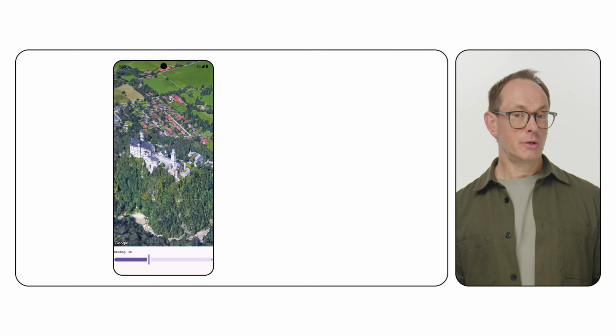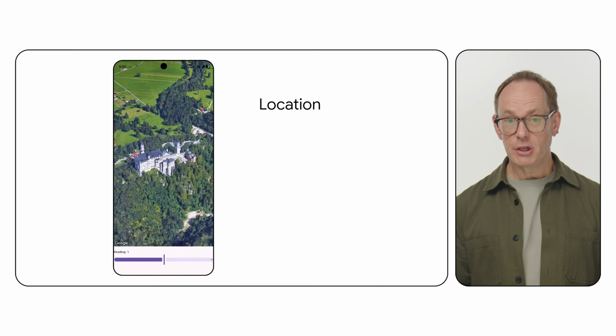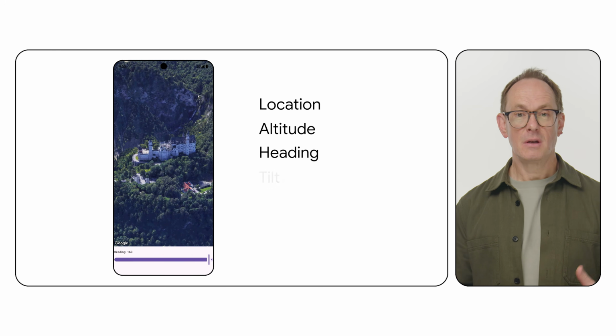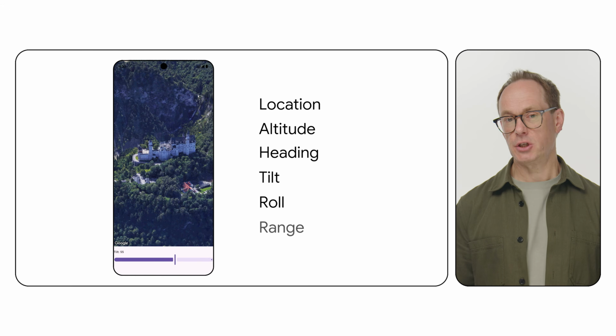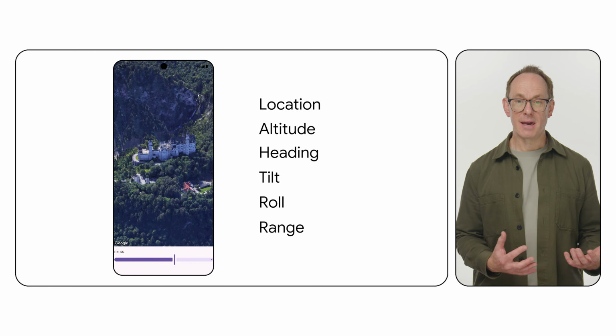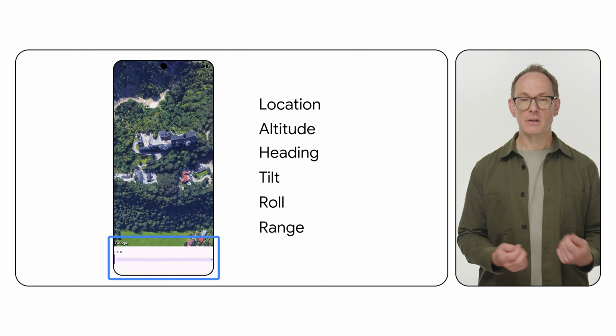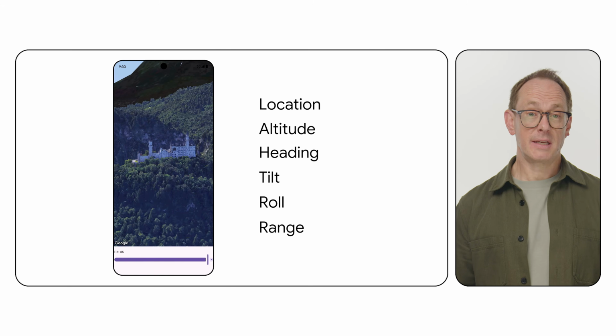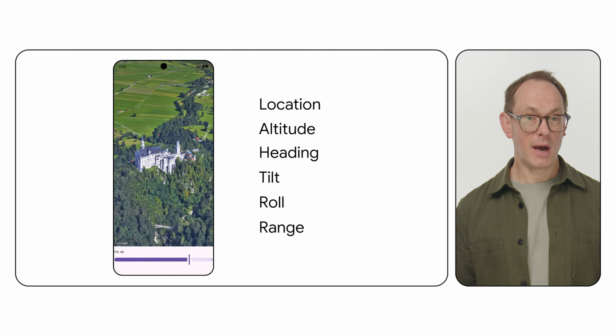Let's have a quick look at the basic capabilities of the 3D API and the new native mobile SDKs. After that, I'll show you how you might use them to build these immersive and engaging user experiences across platforms. We'll start with the camera. This allows you to control the map view using location, altitude, heading, tilt, roll, and range. You can see a simple demo app here that uses a slider to change the tilt and heading. Combine these settings to create your own custom views of anywhere.